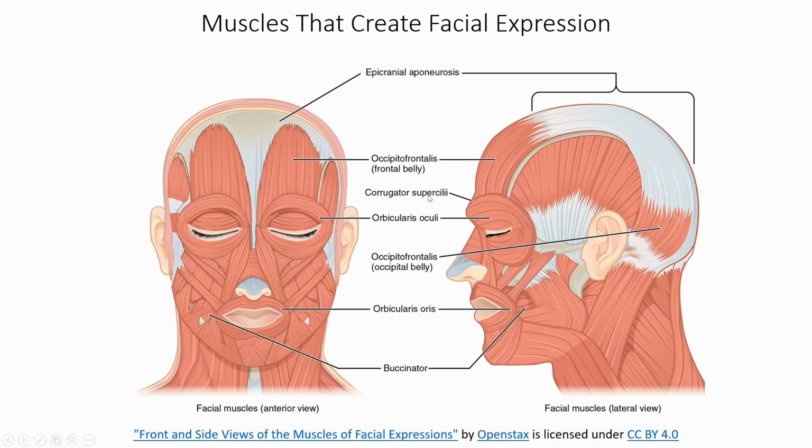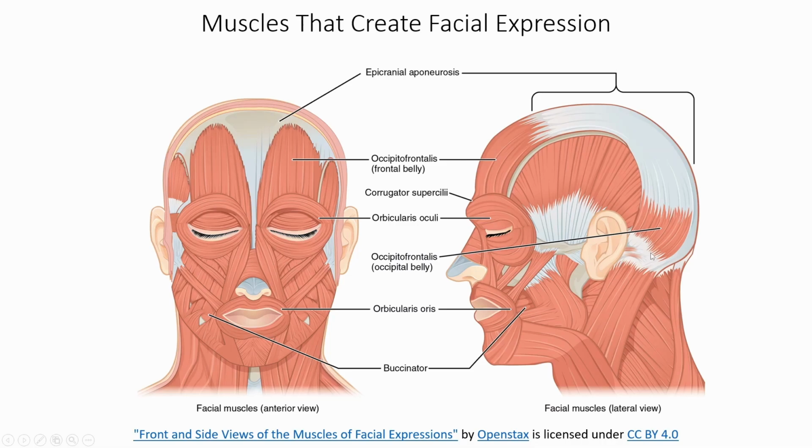The corrugator supercilii, so think corrugated, like a corrugated cardboard. This is so that you can furrow your brow. The orbicularis oculi, remember orbicularis, it's round, it's a circular muscle. Oculi, oculus, the region, right, so this is a circular muscle around the eye.